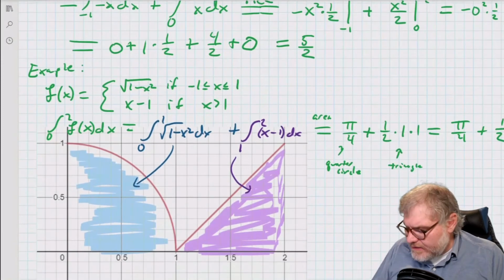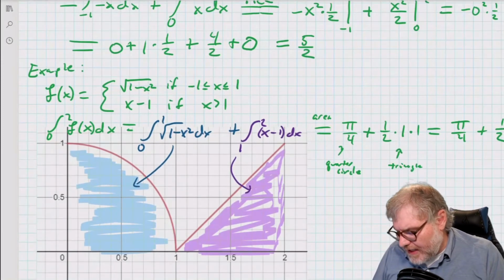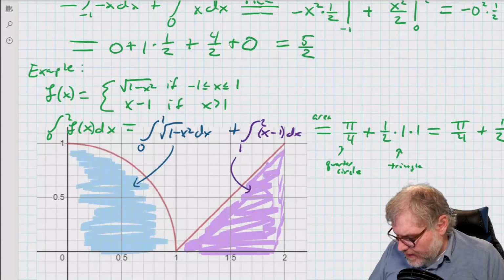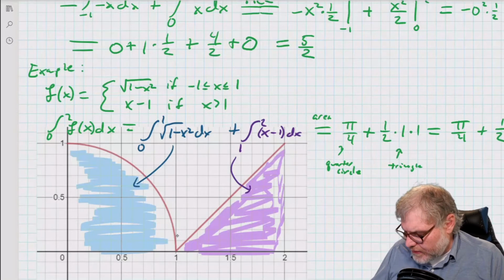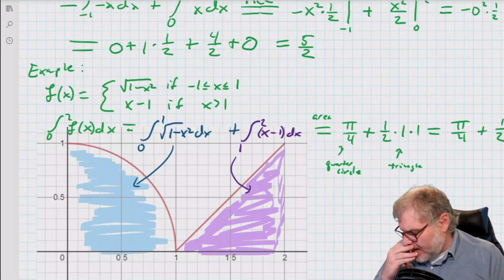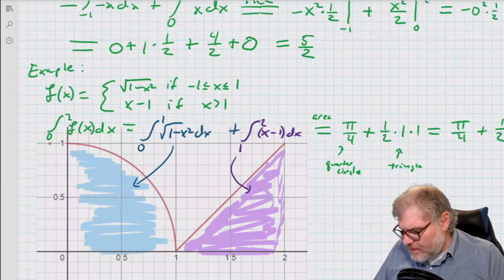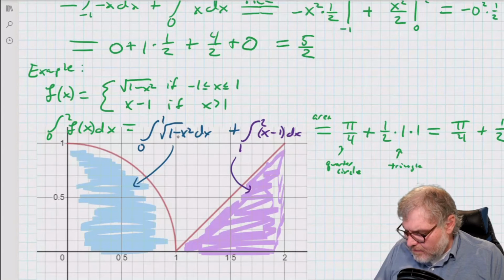Okay. Again, here's another piecewise function. I've got f of x equals the square root of 1 minus x squared if x is between -1 and 1, and x minus 1 if x is greater than 1. So this piece right here is a quarter circle. This piece right here is a triangle. And what I'm going to do is split this up into its component pieces. So if I want to evaluate the integral from 0 to 2, I'm going to take the integral from 0 to 1 of this piece, plus the integral from 1 to 2 of that piece.